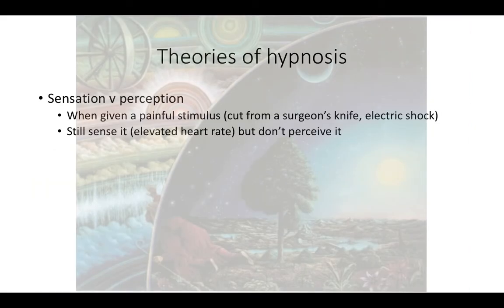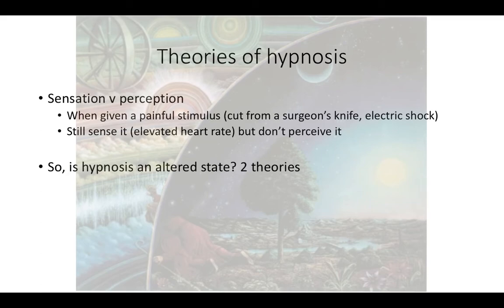So how is this all taking place? There's this idea about sensation and perception. So when given a painful stimulus, like a cut to the skin from a surgeon's knife or a small electric shock, it is clear that people are sensing it, not perceiving it. So they will still sense it, like their heart rate will go up with the shock or the knife, but they will report no pain.